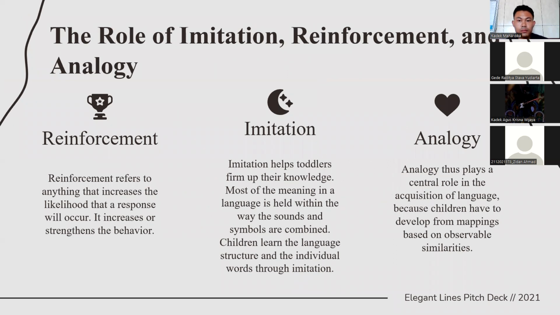The role of imitation, reinforcement, and analogy. Reinforcement refers to anything that increases the likelihood that a response will occur. It increases or strengthens the behavior. Imitation helps toddlers firm up their knowledge. Most of the meaning in a language is held within the way the sounds and symbols are combined. Children learn the language structure and the individual words through imitation. And the last is analogy. Analogy plays a central role in the acquisition of language because children have to develop a mapping based on observable similarities.